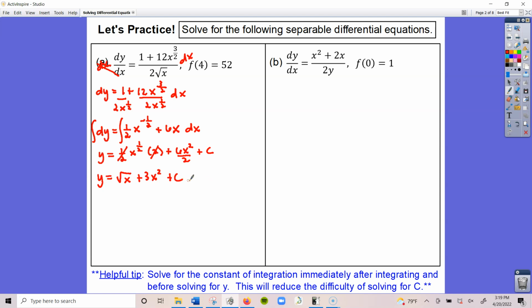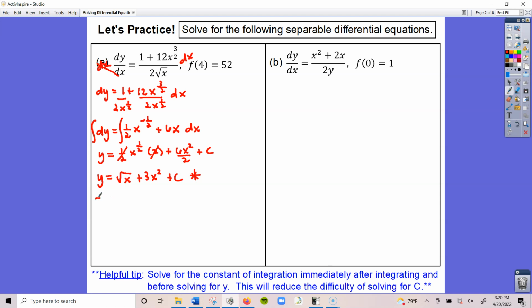What I like to do at this point, once I have this part down, I have my general solution, I like to put a little star by it, because this is going to be my answer. I just need to figure out what c is going to equal. So now I'm going to plug in my initial condition. F of 4 is equal to 52.